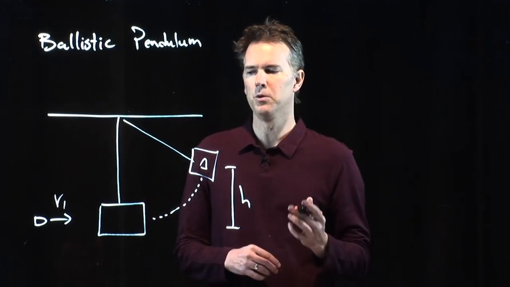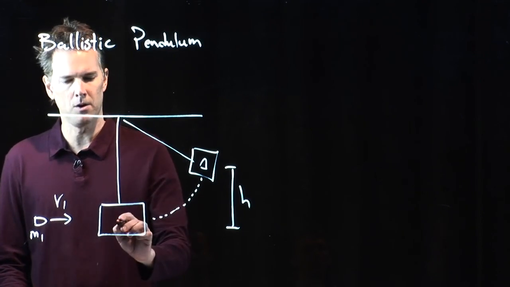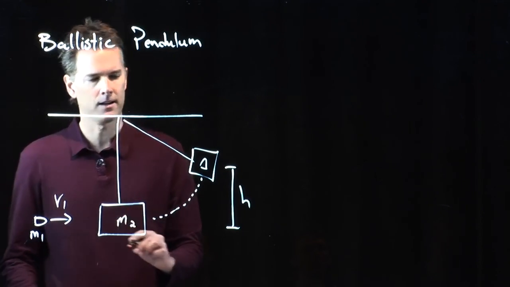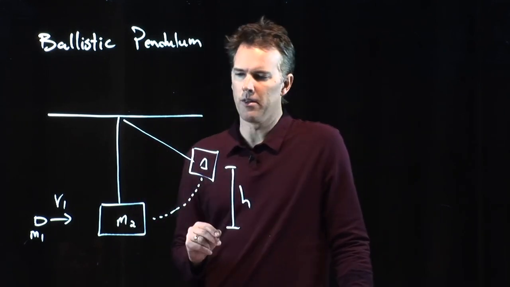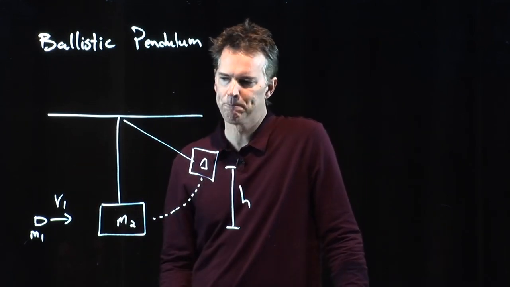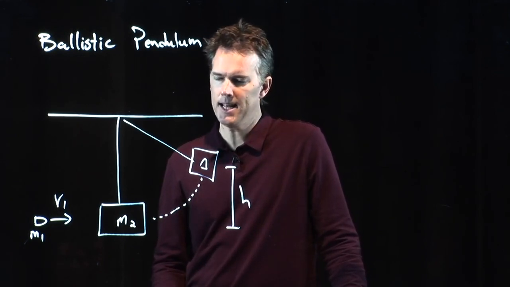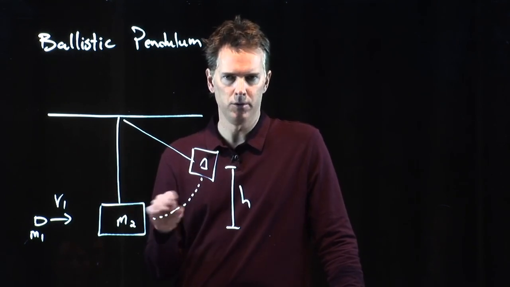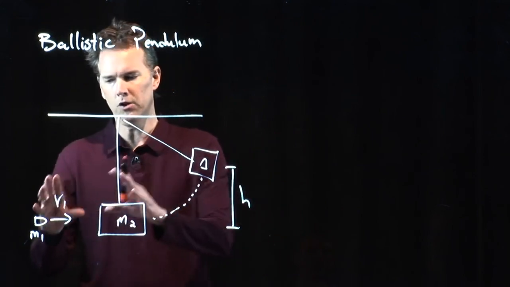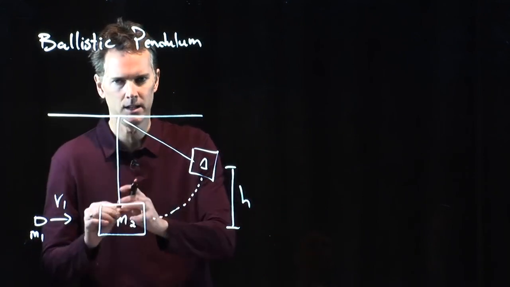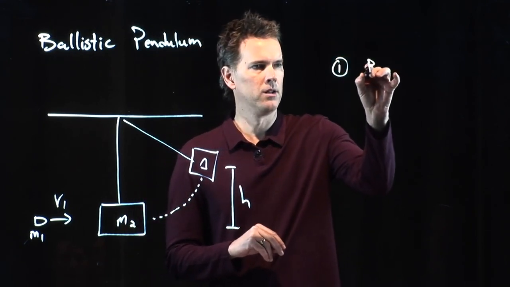Okay, we need to know a few more things here. We need to know the mass of the bullet. We need to know the mass of the block. And we need to measure the height h. And if we do all that, then we can calculate V1. So this is the ballistic pendulum problem. And the idea is that we need to combine a few conservation principles. So let's think about the initial part where the bullet goes into the block. Okay, that is the first part.